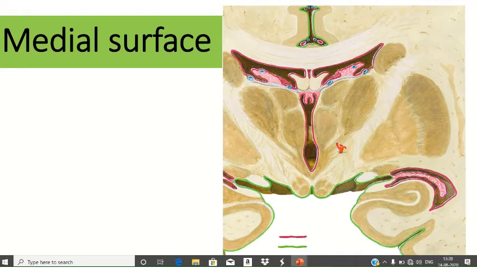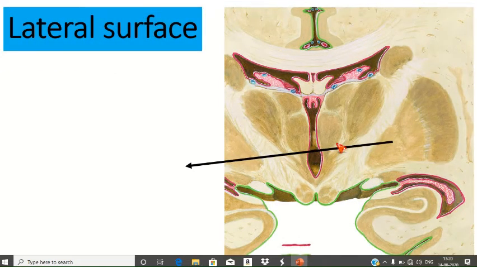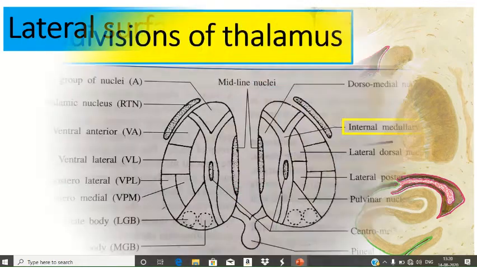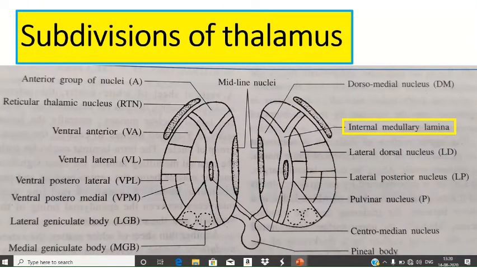Then coming to the next surface, the lateral surface. The lateral surface of the thalamus is separated from the lentiform nucleus, this V-shaped part, by the posterior limb of the internal capsule. And then coming to the subdivisions of the thalamus. Next we are going to see the subdivisions of the thalamus.